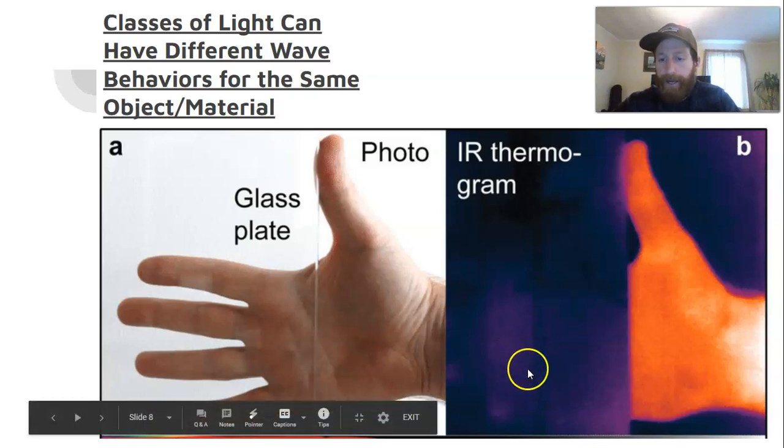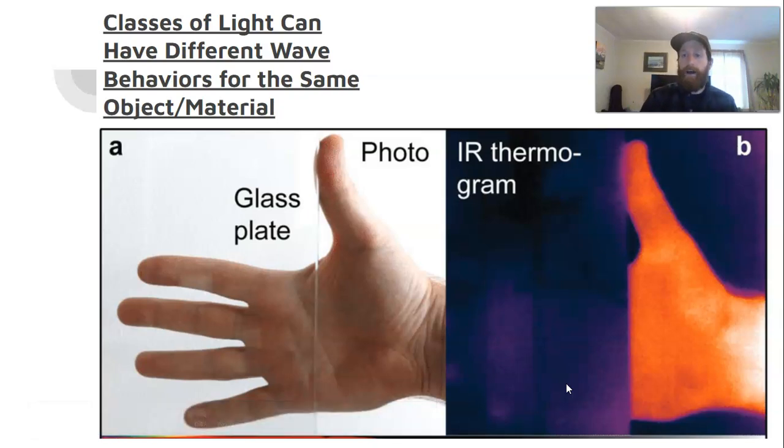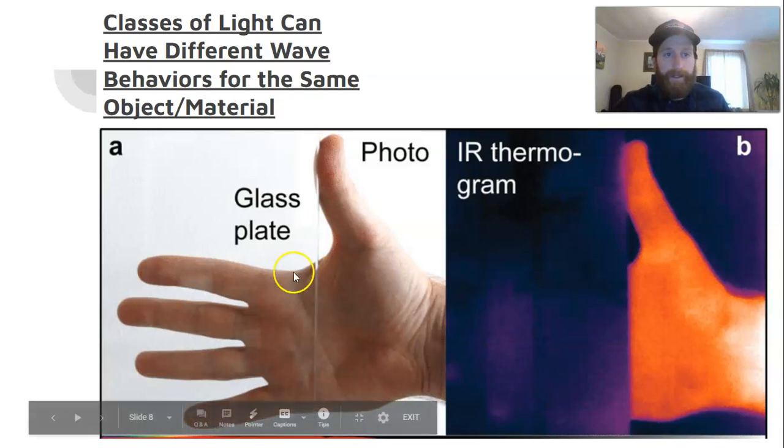But here, the infrared light is not being transmitted. I'm not seeing the man's hand behind the glass plate. And so that leads me to believe that that glass is absorbing and reflecting that infrared light. So again, classes of light can have different wave behaviors for the same object or material.